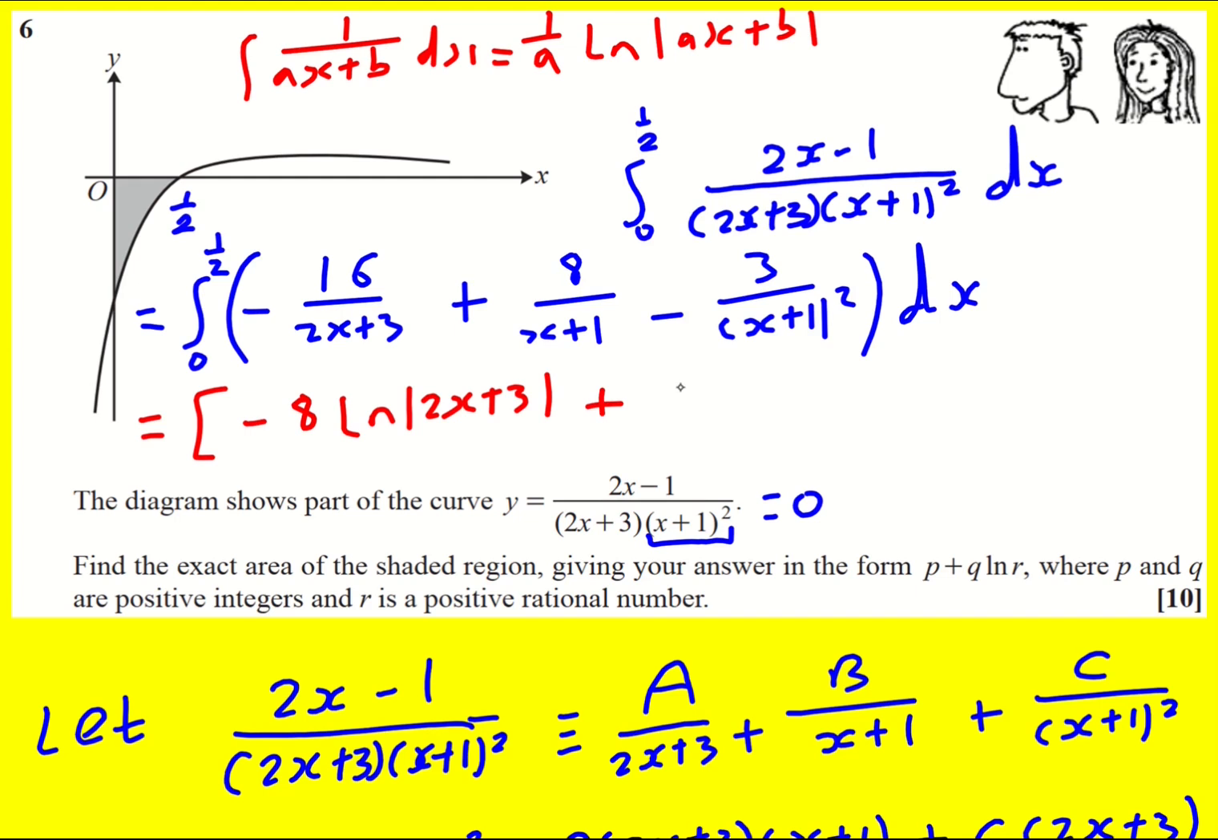This next one's a bit more straightforward, it's just going to be 8. Remember the modulus, by the way, I didn't mention that, but you should always have your modulus around there. 8 ln x plus 1.